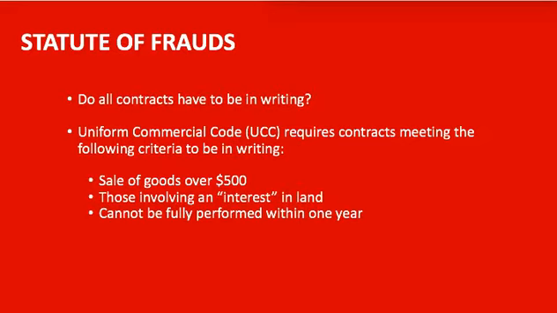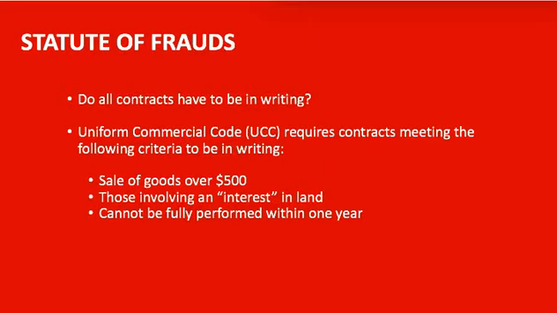So you can see here there are basically these 3 different scenarios where a contract would have to be in writing. So this first one speaks for itself, right? A sale of goods over $500. That exchange of value that's occurring is over $500. In order for that contract to be legal, it would have to be in writing. So again, really any kind of exchange of value that occurs over $500, that contract would need to be in writing.